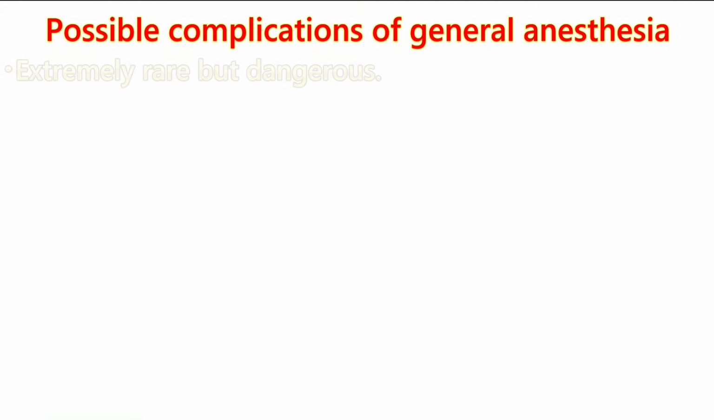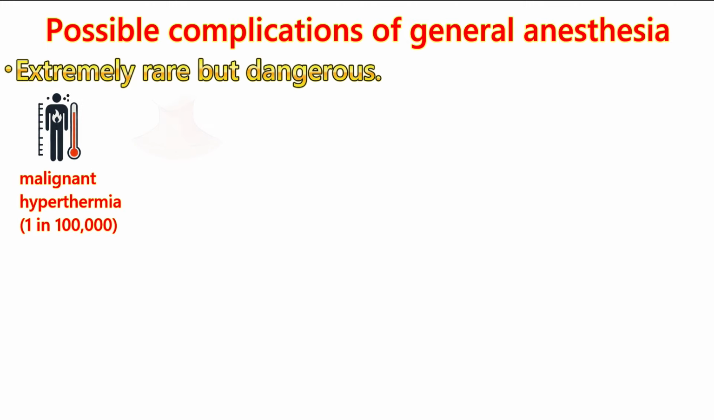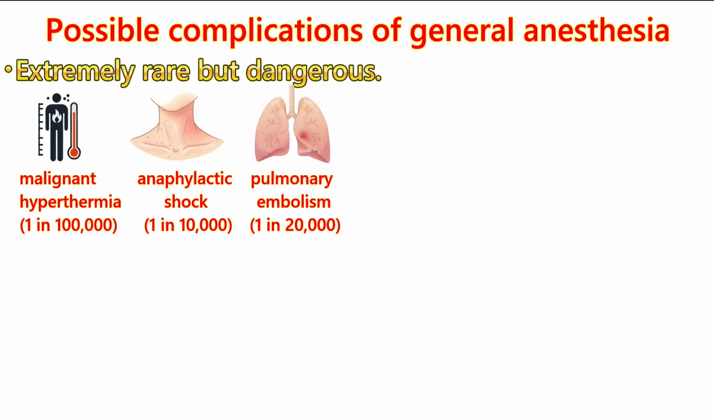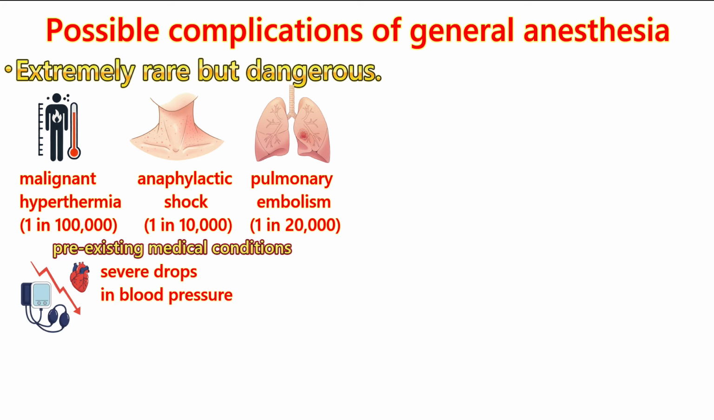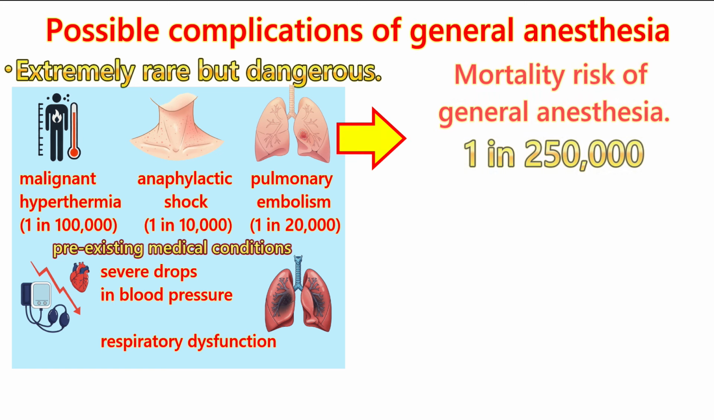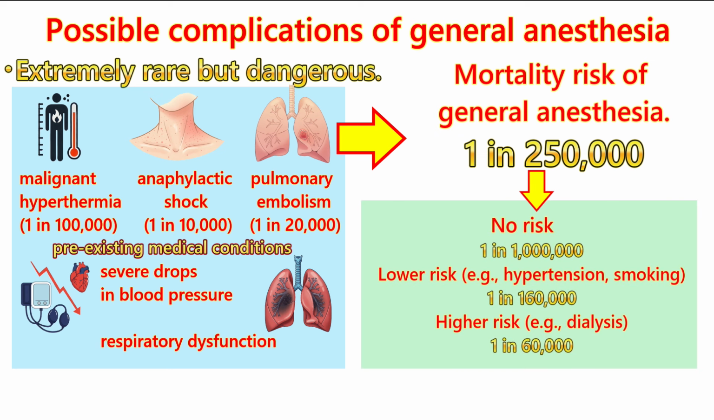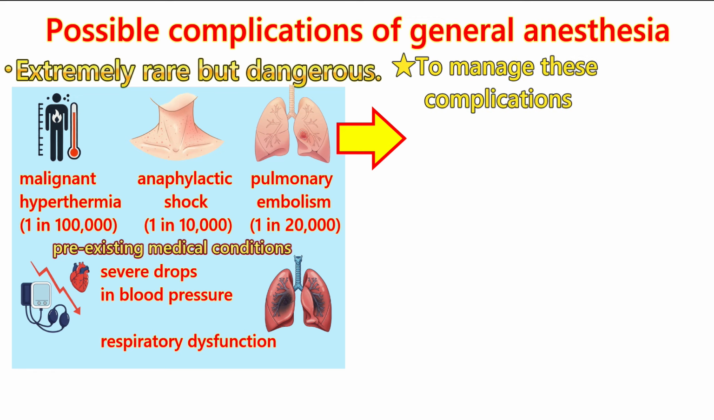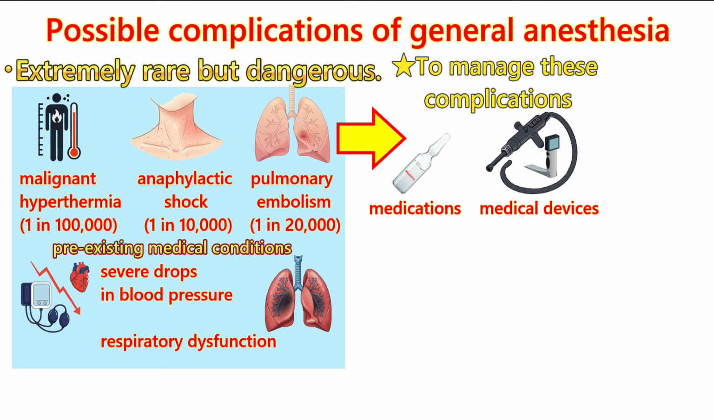Although rare, general anesthesia carries risks such as malignant hyperthermia, anaphylactic shock, and pulmonary embolism. In addition to these rare complications, pre-existing medical conditions may increase the risk of severe drops in blood pressure or respiratory dysfunction. That being said, the overall risk of death from general anesthesia is estimated to be 1 in 250,000. However, this risk is lower for individuals in good health and higher for those with pre-existing medical conditions. To manage these complications, medications, medical devices, and consultation with specialists may be used.